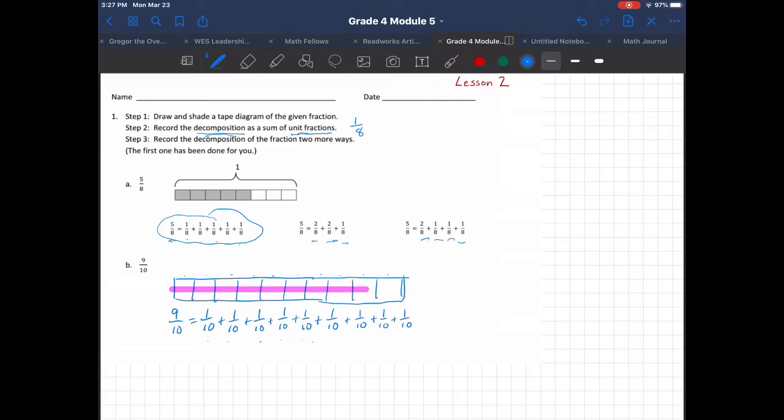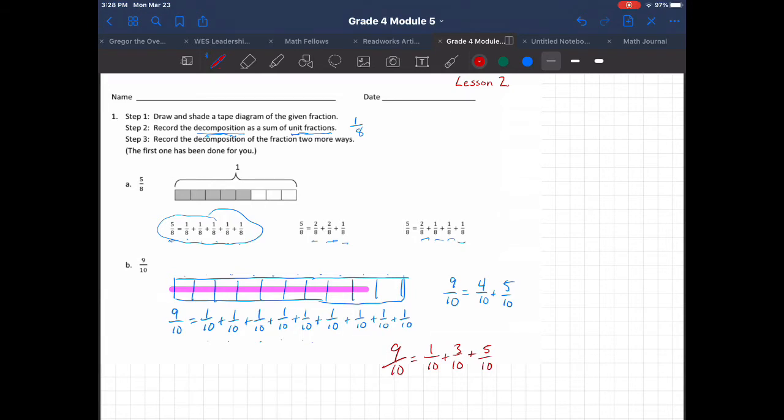For step 3, I just need 2 more ways. And this can be any way you want as long as it adds up to 9/10. So you might have something different. Let me see. I'm going to say 4/10 plus 5/10 would be 9/10. That's an easy way to do it. And one more way, do a different color so it doesn't get confused. 9/10 equals 1/10 plus 3/10. That's a total of 4/10, right? And another 5/10. All adds up to 9.